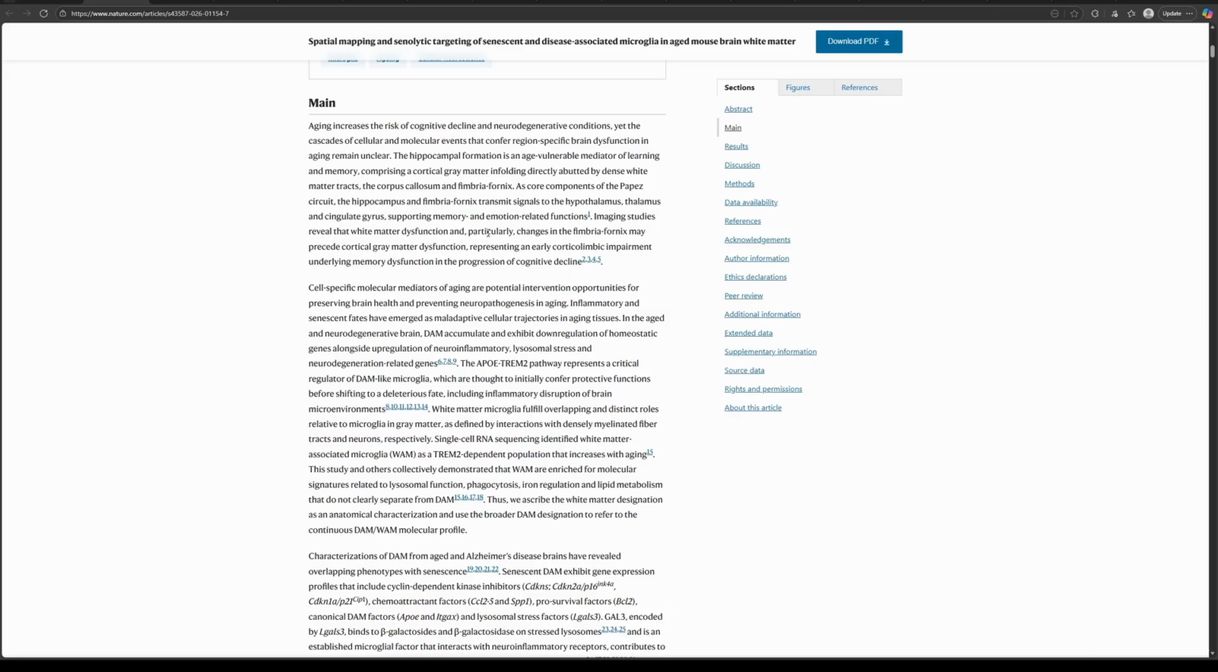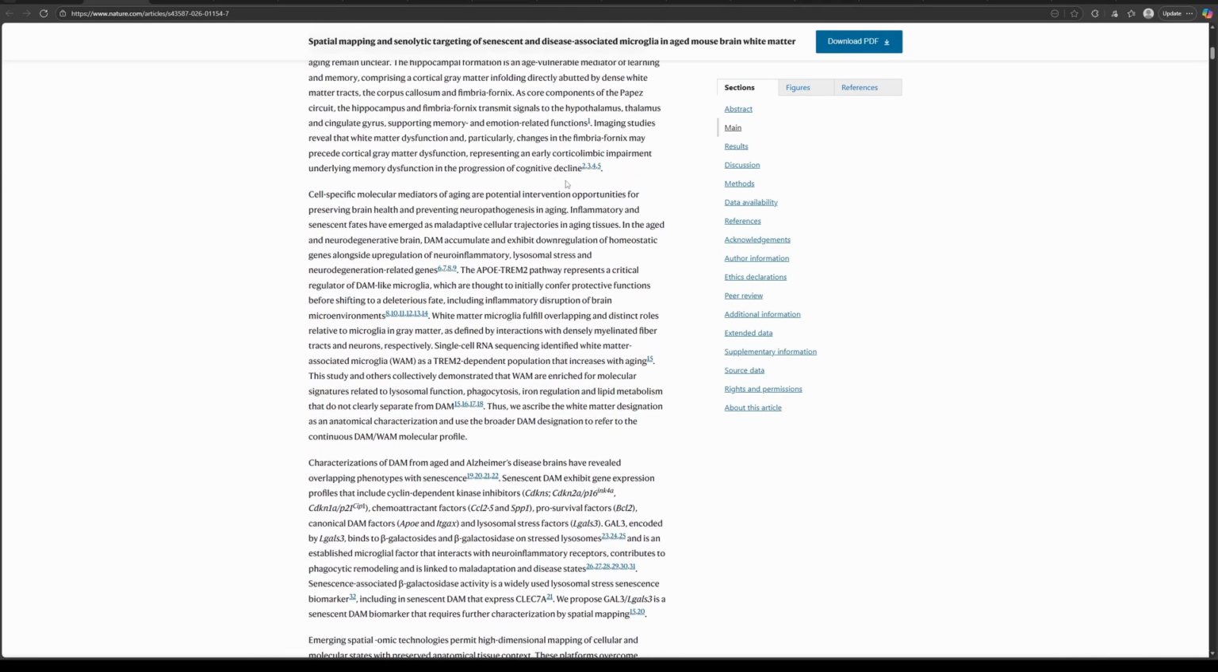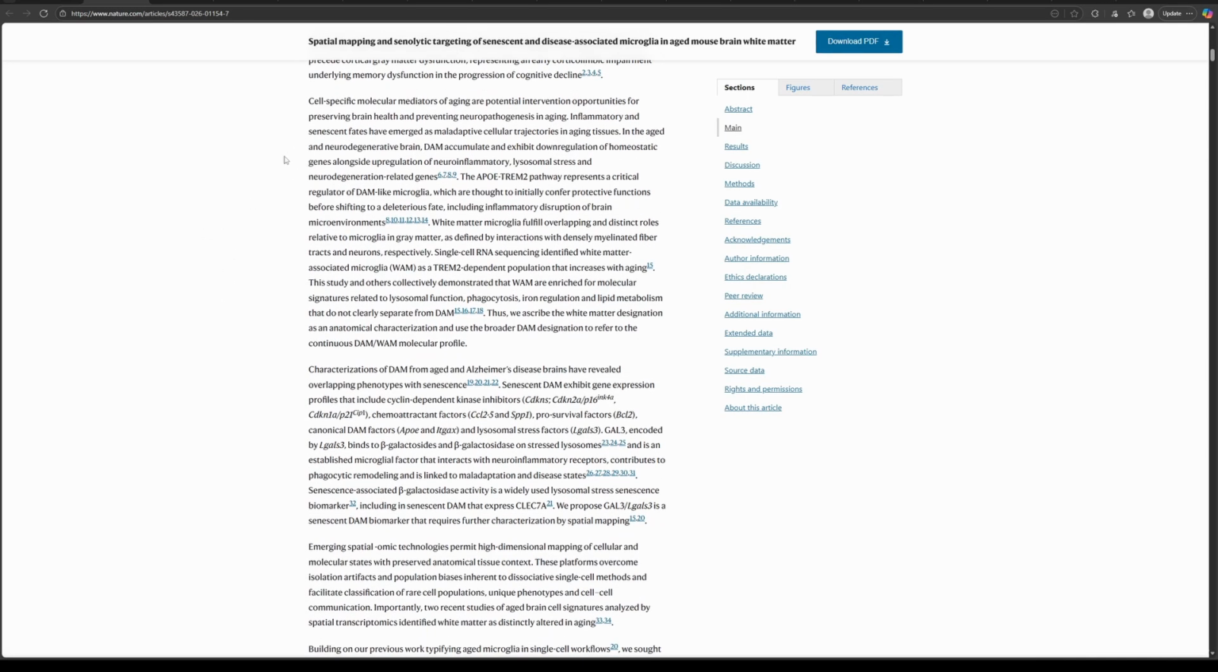So this change in the microglia is causing further changes down the line and acting as a sort of, calling it a cascade would not probably be scientifically correct, but you can think of it like an avalanche, where it starts with a little bit of snow, and then it begins causing everything else in the brain to also undergo this sort of senescence. Well, saying everything else in the brain also isn't correct. Gray matter, I should be specific. It's causing gray matter to become dysfunctional. This represents an early corticolimbic impairment underlying memory dysfunction and the progression of cognitive decline. So, like dementia, for example, might have a relationship with this microglia.